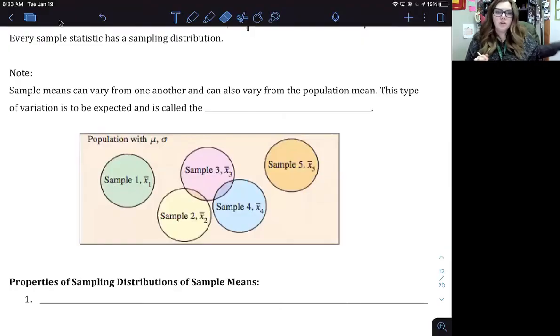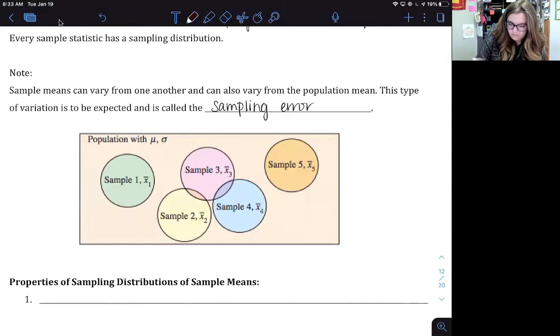All right, so we can note that sample means can vary from one another and can also vary from the population mean. This type of variation is to be expected, and it is called the sampling error. Okay. So this is a diagram showing you that you have your population and then each of your samples within it. Notice the X bar with the subscript representing our sample mean for each of those little subsets.